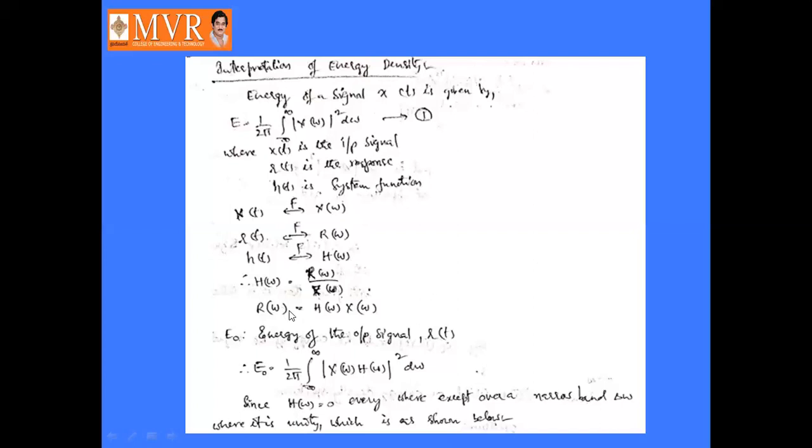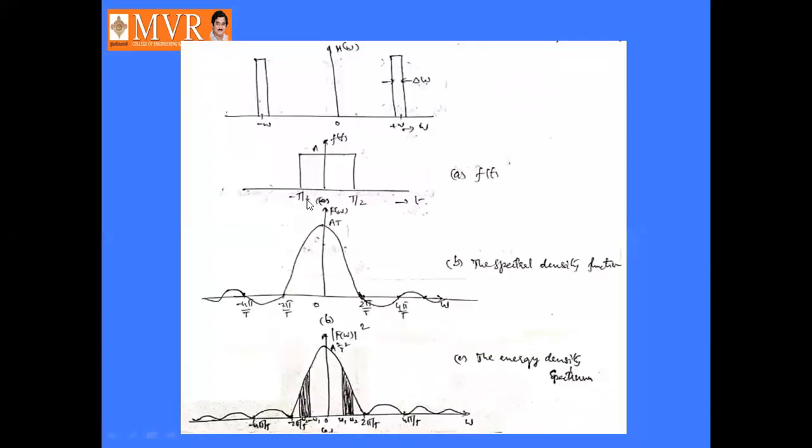Or R(omega) equals X(omega) into H(omega), where E0 is the energy of the output signal r(t). So it is equal to 1 by 2 pi integral from minus infinity to infinity of mod of X(omega) into H(omega) whole square d omega, right? So this is the energy of the signal r(t). Since H(omega) is 0 everywhere except over a narrow band delta omega where it is unity, as shown below. It is like this. So this is H(omega) having the band delta omega like this.